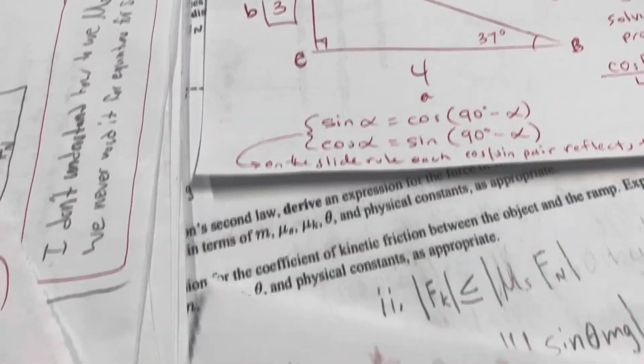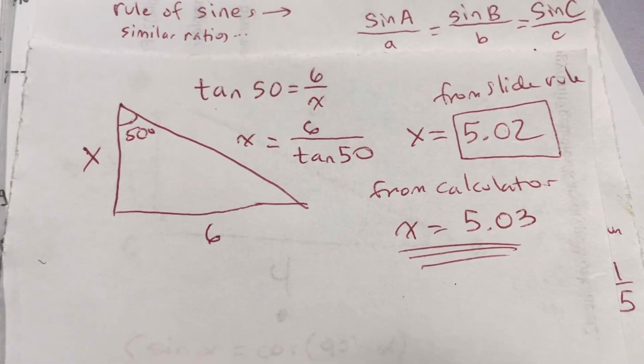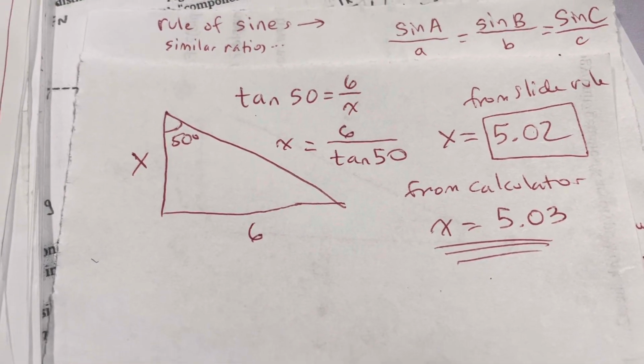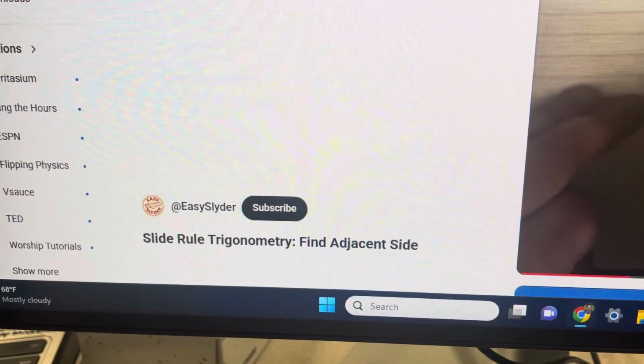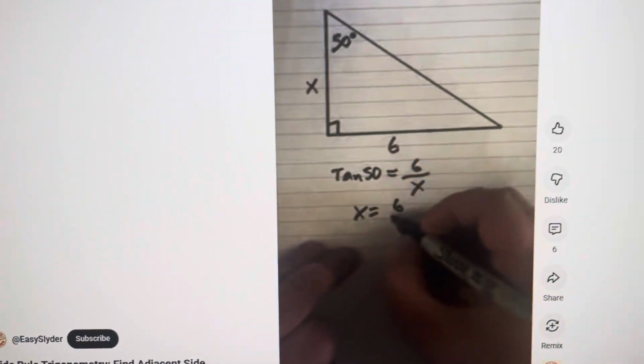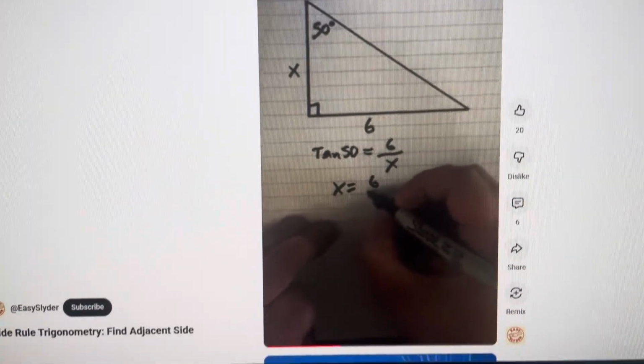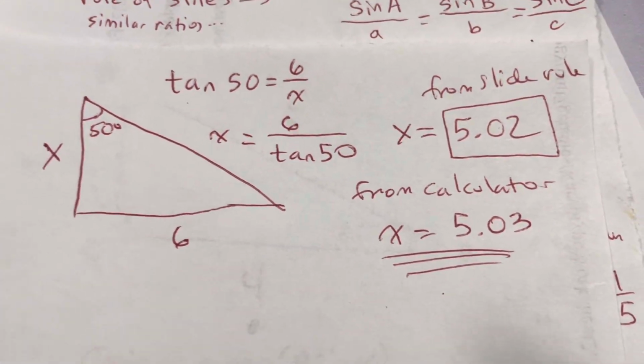Maybe I'll do one last one. This final one has to do with using tangent. And this is what you get. This one I got from Easy Slider, and just an example of my own slide rule.